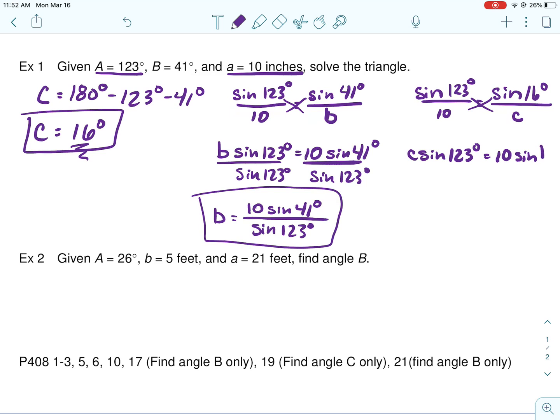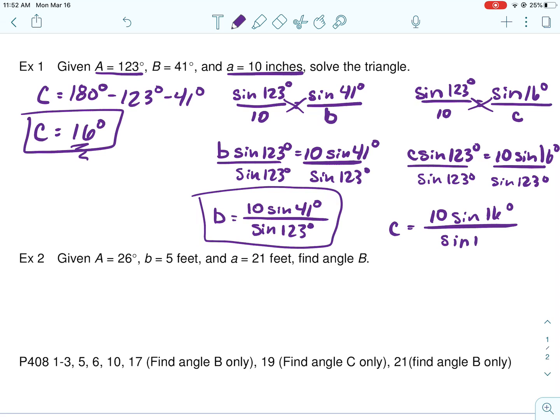All right, and then same thing like before, we're going to cross multiply. And then divide. So C is going to be equal to a very similar fraction. The difference is it's angle C, which is 16 degrees up there instead of angle B. And that's it.